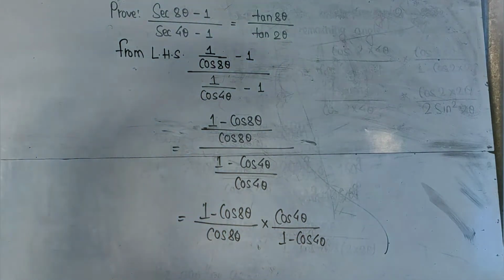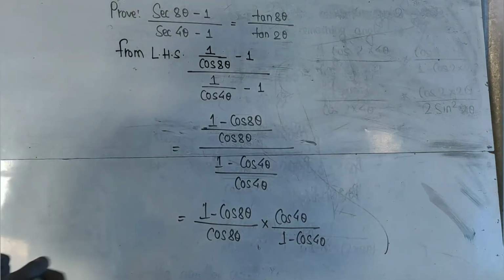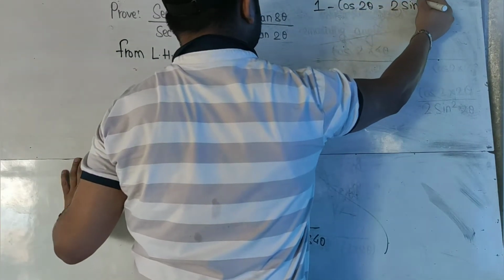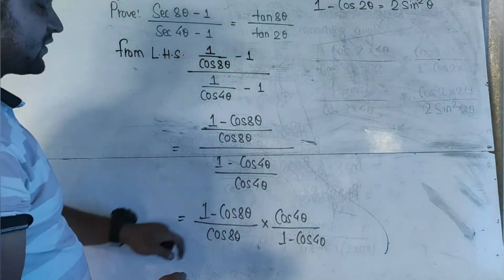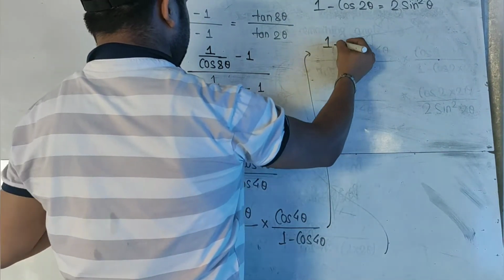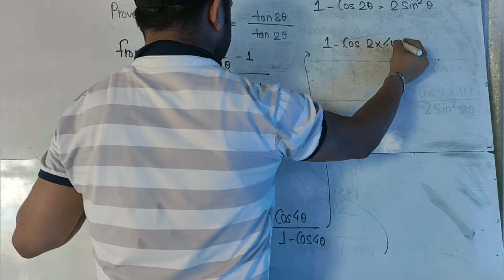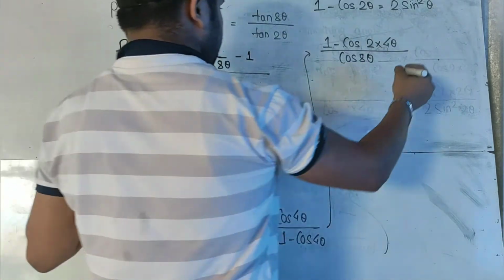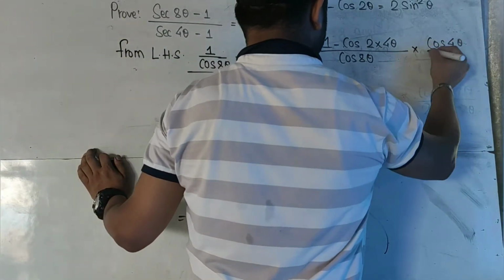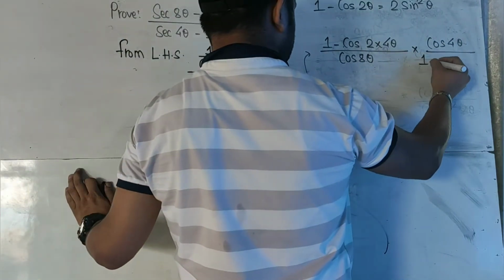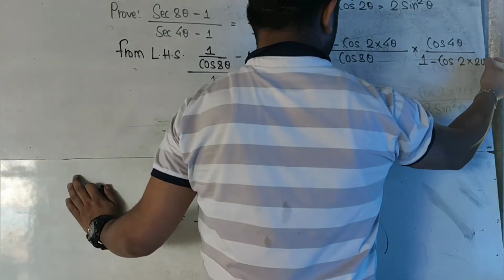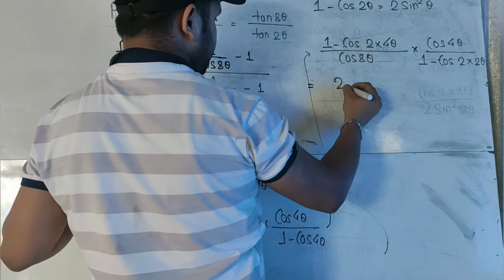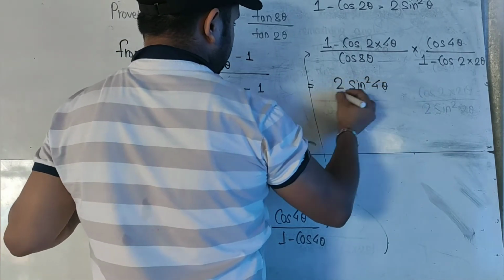So now we all know that 1 minus cos 2 theta is 2 sin square theta. So we do the same thing. Here 1 minus cos 4 theta is 1 minus cos 2 into 2 theta, divided by cos 4 theta, we write it the same, into cos 8 theta. Here you have 1 minus cos 8 theta, which we write as 1 minus cos 2 into 4 theta. So we know that 1 minus cos 2 theta is 2 sin square theta, so 1 minus cos 2 into 4 theta will be 2 sin square 4 theta.